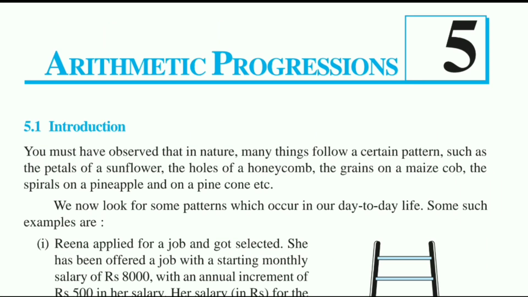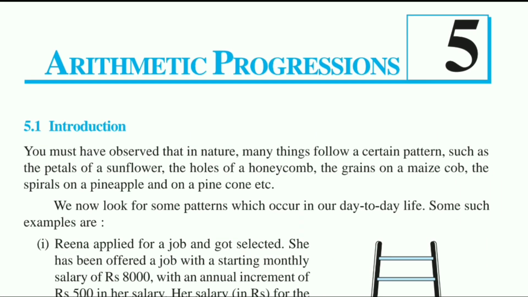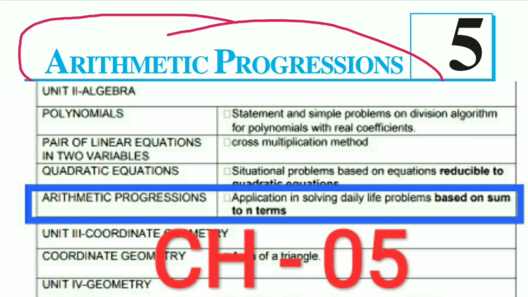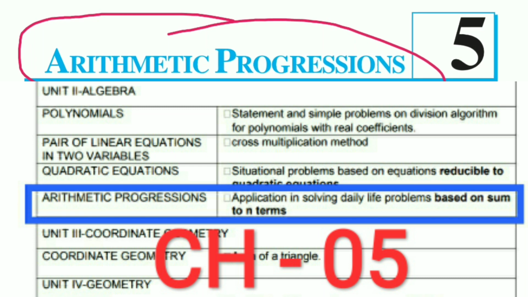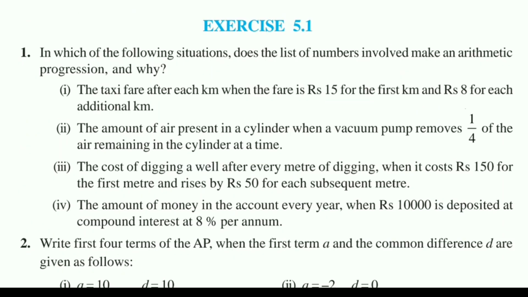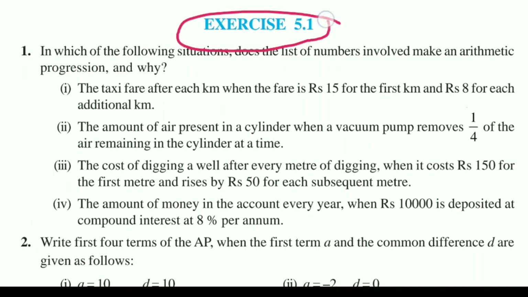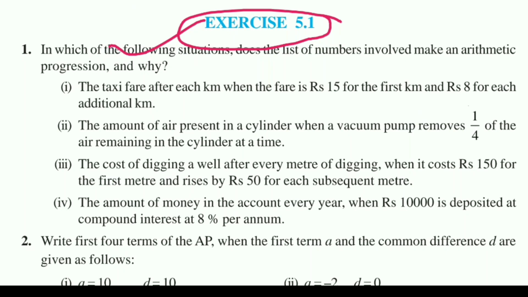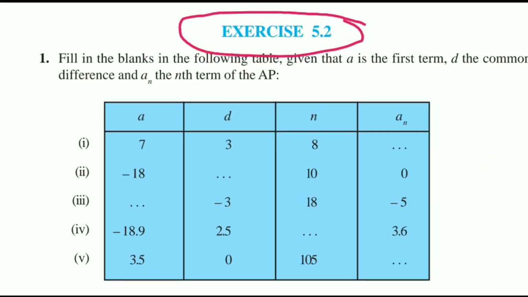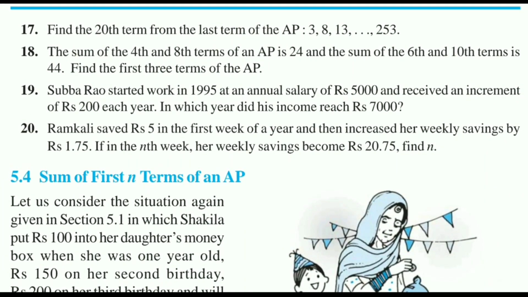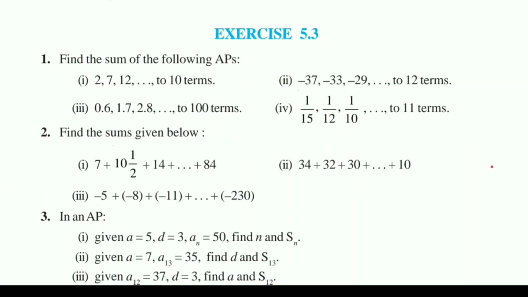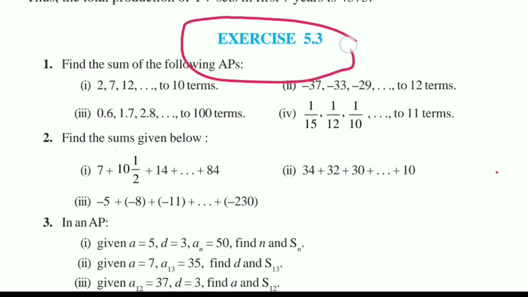If we talk about chapter number 5, Arithmetic Progression, some topics are removed, that is, applications in solving daily life problems based on the sum to n terms. It means you have to read exercise 5.1. You have to read exercise 5.2, but don't read question numbers 19 and 20. Okay, you have to read exercise 5.3.